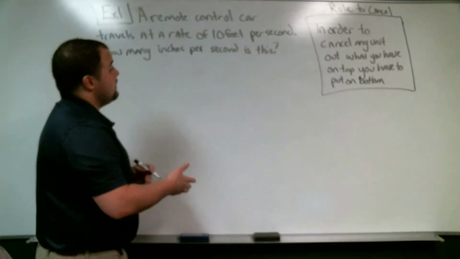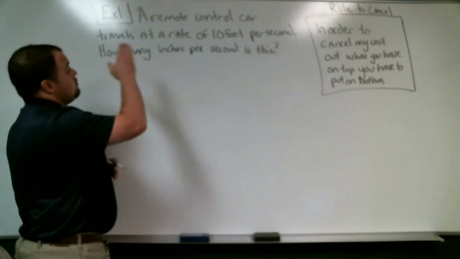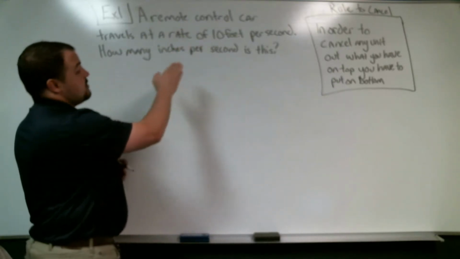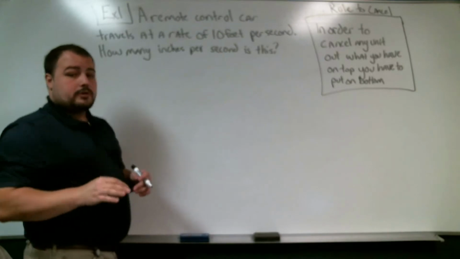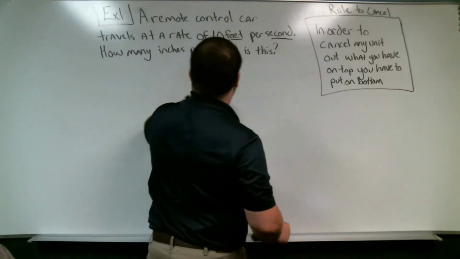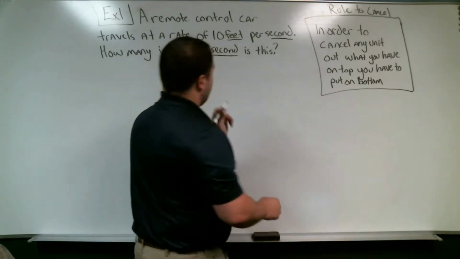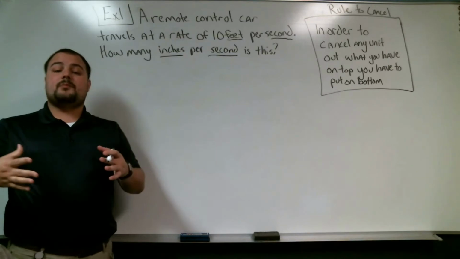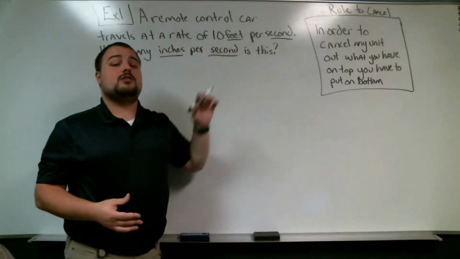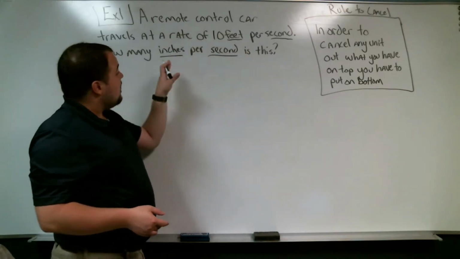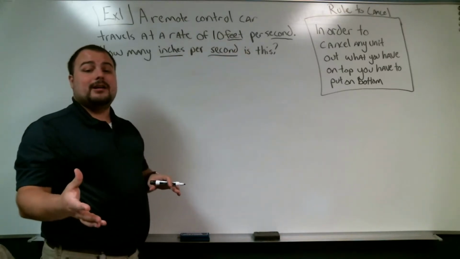So here's our problem. It says that a remote control car travels at a rate of 10 feet per second. How many inches per second is this? So what we're doing is going from feet per second to inches per second. One skill you can use when writing a problem out is to underline the units of measurement that you know you're going to need. I'm going to need feet and seconds. I'm going to need inches and seconds as my final answer.